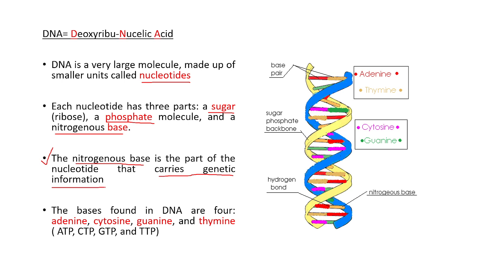The bases which are found in DNA are basically four: adenine, cytosine, guanine and thymine. These four bases are the general four bases which are present in DNA, whereas in RNA we do not have thymine, we have what we call uracil, right?